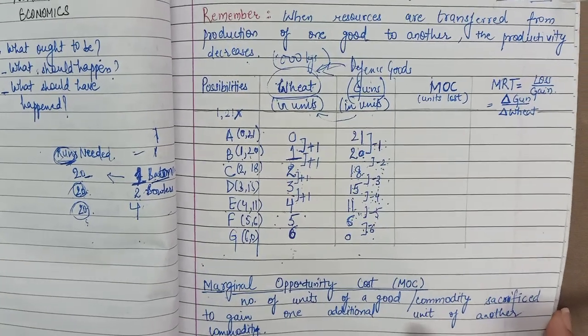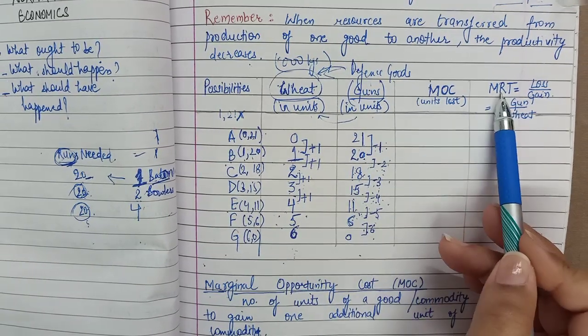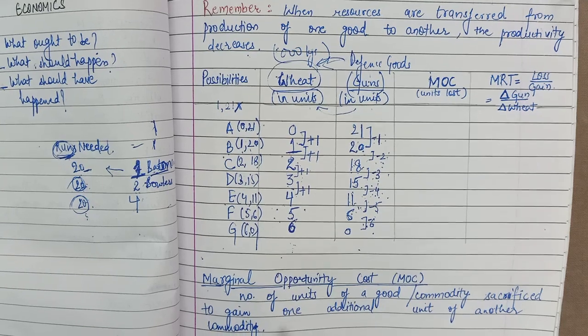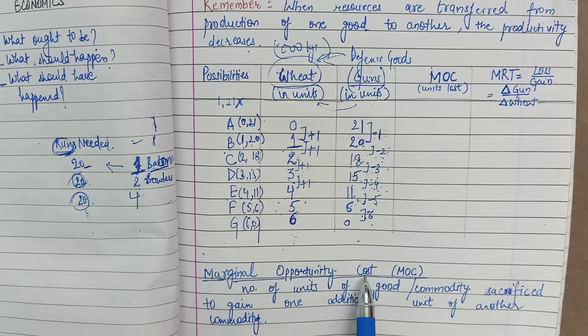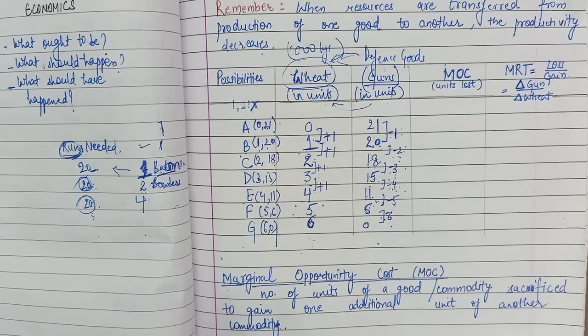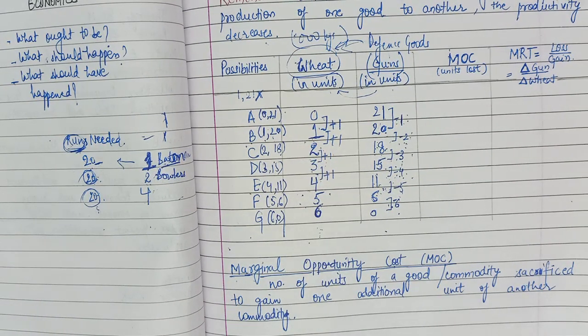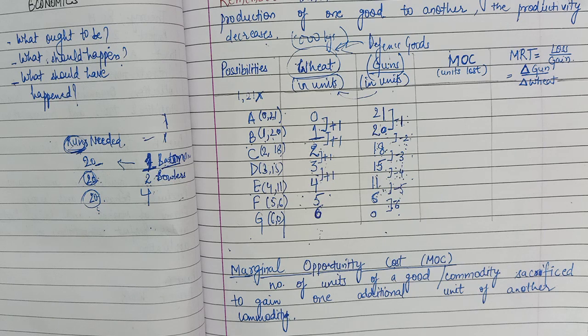Now these 2 columns, one is MOC and the other is MRT. One term I'm explaining right now. MOC is marginal opportunity cost. Remember opportunity cost of the last class. Opportunity cost is, to gain one thing, what is the loss that we are facing, like of the second best alternative? Okay, that's the opportunity cost.